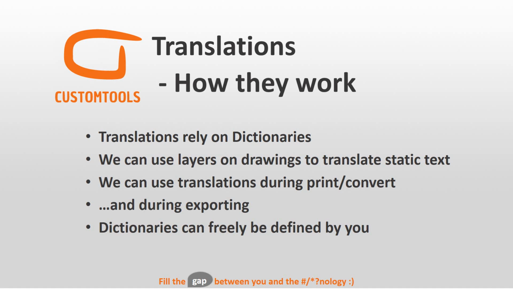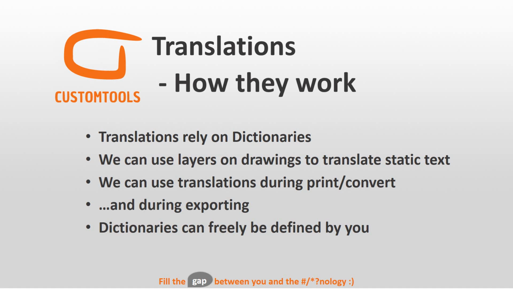So these are just bullet points, but translations rely on dictionaries. If you need to translate a drawing property into English or French or German or whatever, then you create dictionary content for the languages, and we can then automate the rest for you. We do not translate static text, for instance, text you have in your sheet format file. For this, you need to define translations on different layers, and then we can utilize these. We can translate during export as well.